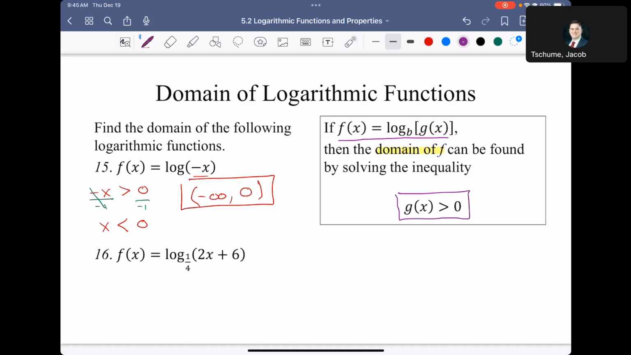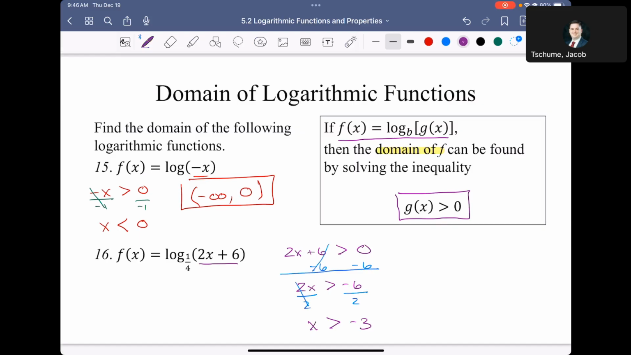We can do the exact same thing for number 16. You've got f of x equals the log base 1/4 of 2x plus 6. Once again, none of us should care what the base of the logarithm is, because it doesn't change how we work the problem. All we're going to do is take what's inside the logarithm, which is 2x plus 6, and make that greater than 0. And now we're going to solve this. I'm going to subtract 6 from both sides to give me 2x is greater than -6. And then I'm going to divide both sides by 2. And you're going to have x is greater than -3.